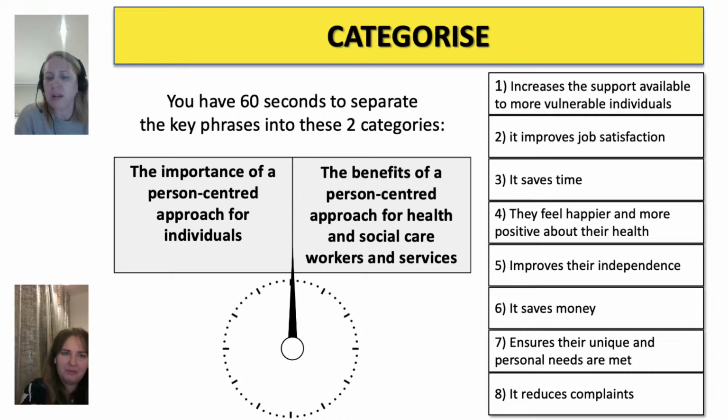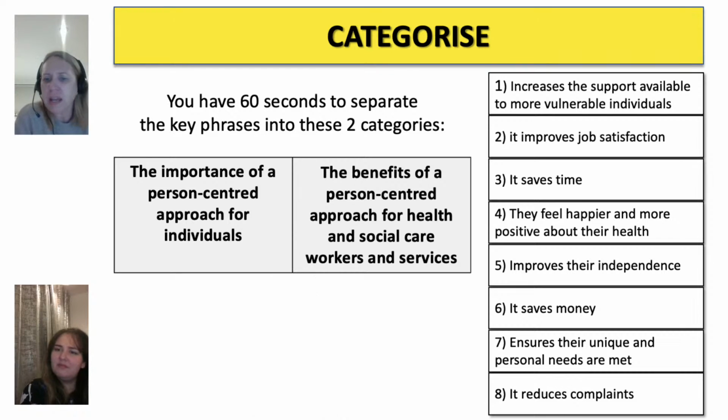Okay, brilliant. So Lobsana's come in and had a go. Well done. Excellent. So let's have a look. For individuals, Lobsana has said the importance of a person-centered approach is number 4, because they might feel happier and more positive about their health. It improves their independence. It saves money. Yeah, maybe for an individual, but I don't know whether that might be better for the other one. And number 7, it ensures their unique and personal needs are met. So I do quite like that.